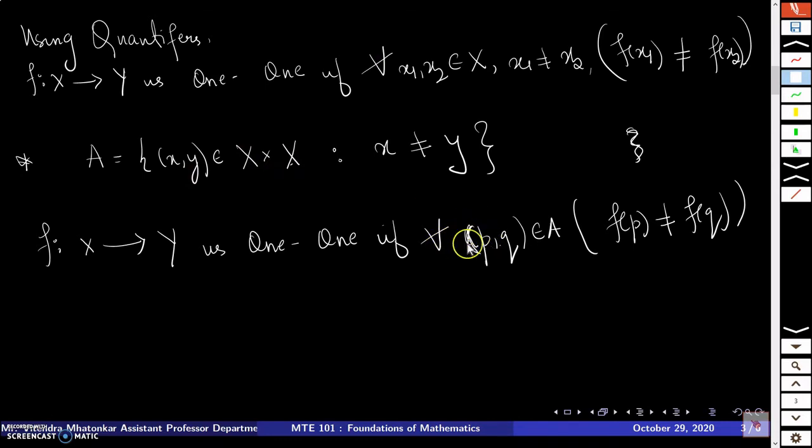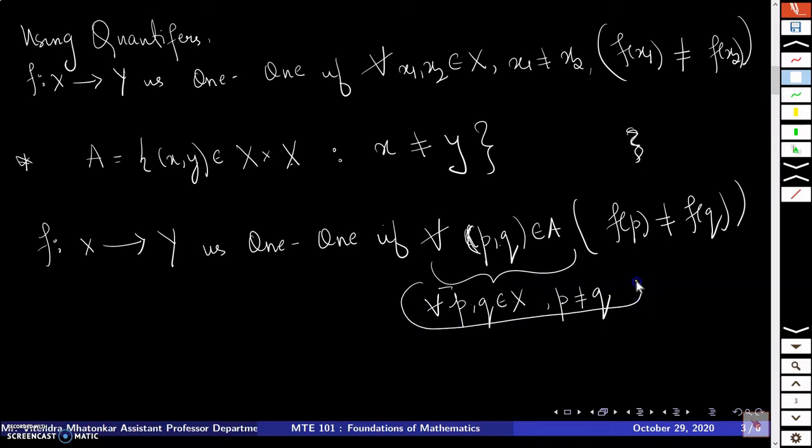Then for every ordered pair p comma q in A, f of p is not equal to f of q. So when you say that p comma q is there in A, this means p comma q are both there in the set x, because A is a subset of x cross x. So both are there in x, and p is not equal to q. Right? So this condition is worded in a different way. So a 1-1 function can be defined in this manner also. Right? Now moving on to the examples of 1-1 functions.